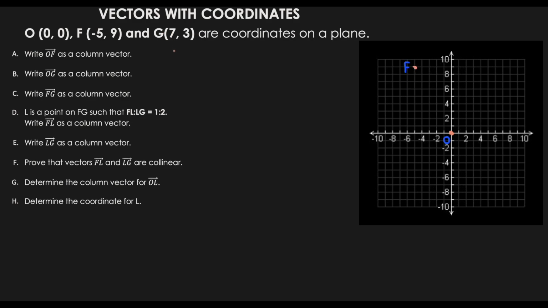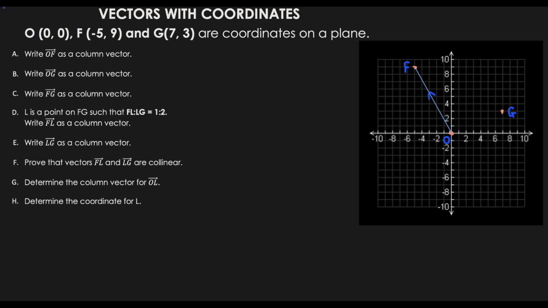The next thing we have is G, 7, 3. So 7 on the x-axis, and then 3 up on the y-axis, which would put us right here. So this here is G. So from this point O straight to F, alright, we have the vector O to F.